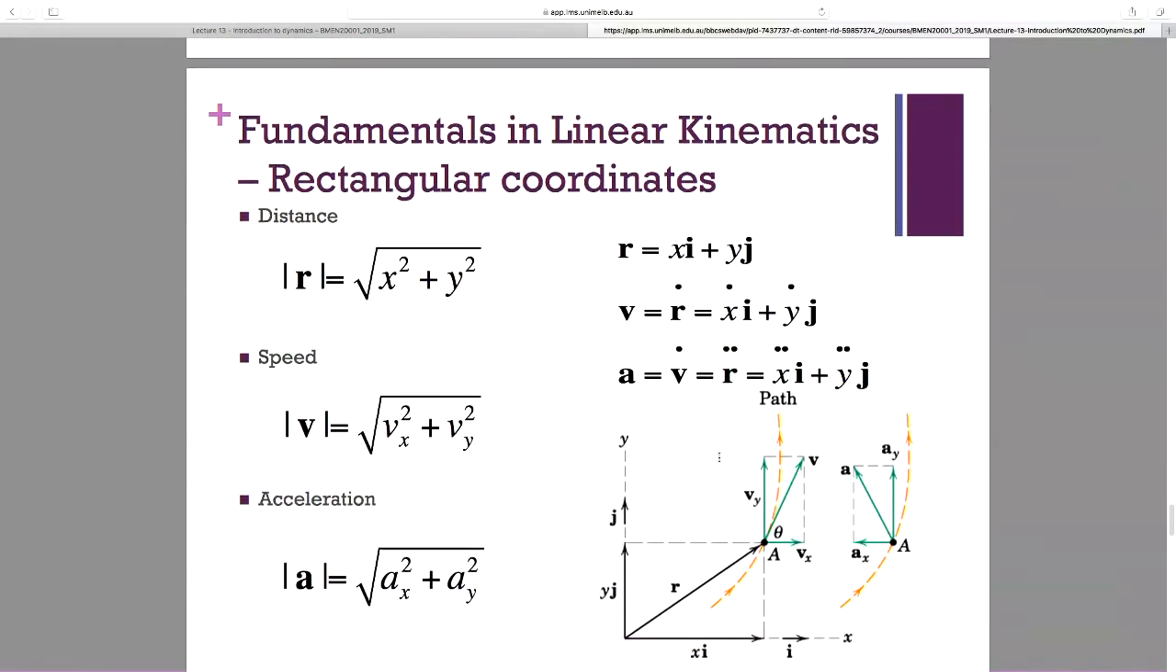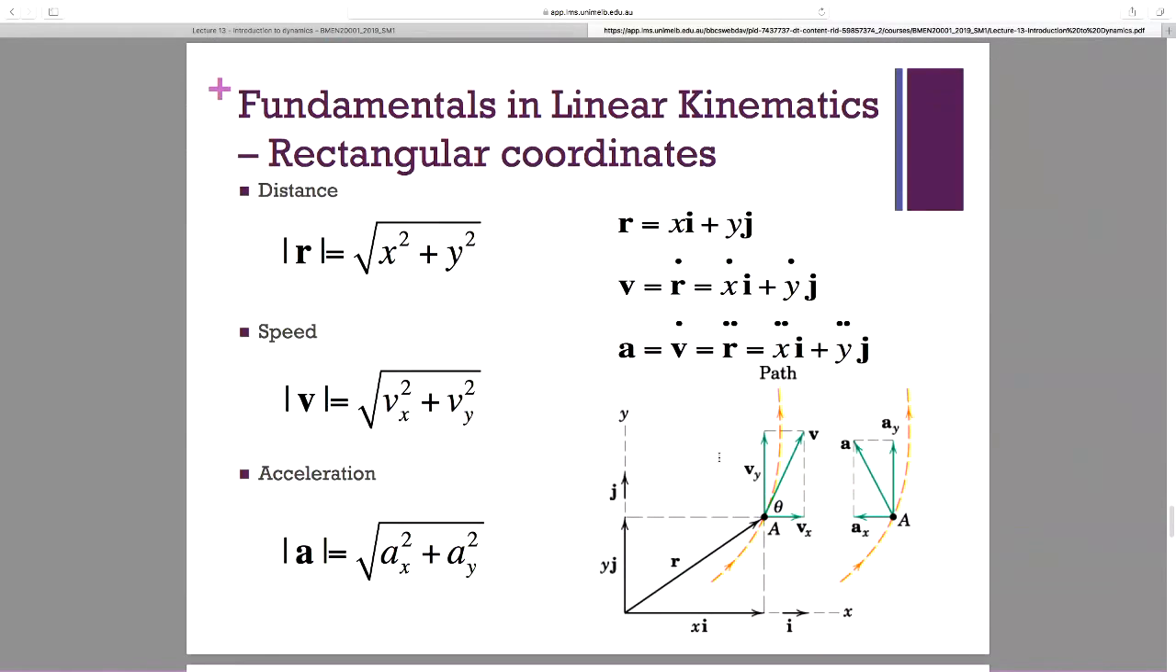And in 2 dimensions, your magnitudes for displacement, velocity, and acceleration can be calculated using the component values using Pythagoras' theorem. So you've got position equals the square root of the sum of squares of the x and y components, and same for the other two. Okay.